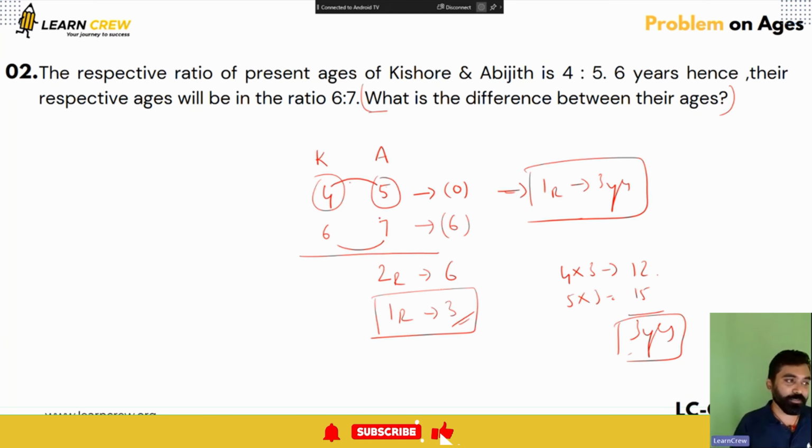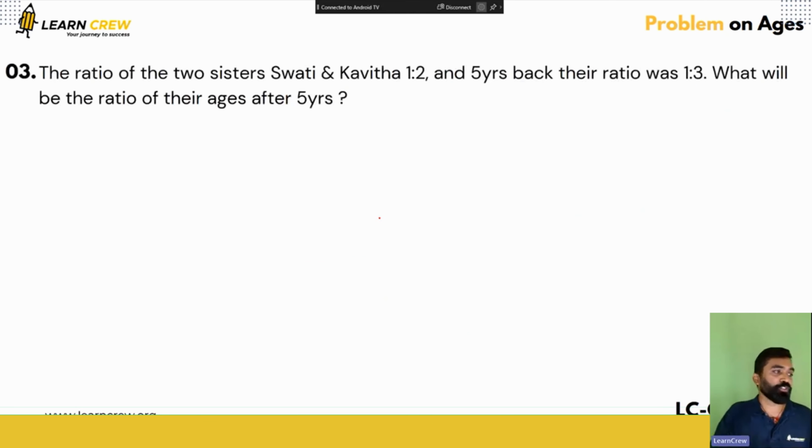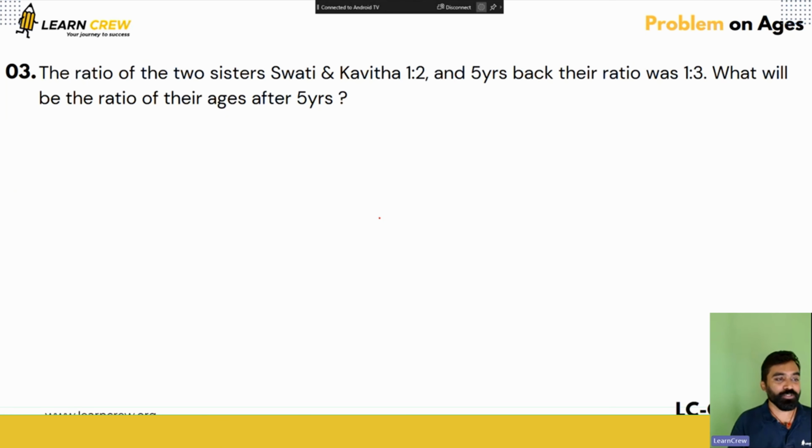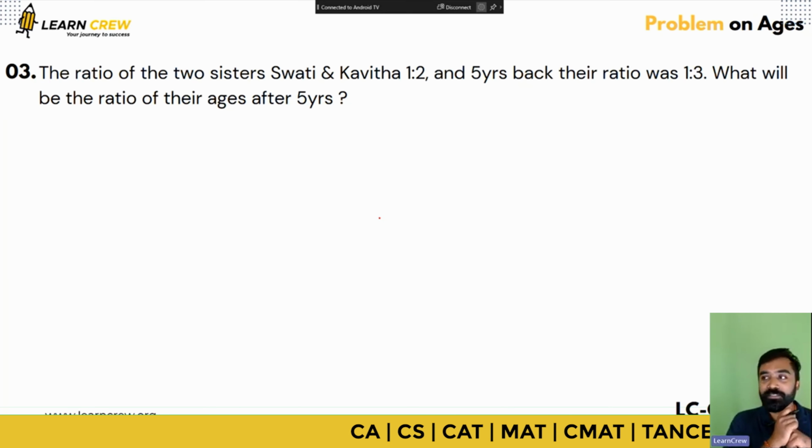Clear? Online, any doubts? Okay, let's move to the next question. The ratio of the two sisters, Swati and Kavitha, is 1:2. And 5 years back, their ratio was 1:3. What will be the ratio of their ages after 5 years? Try to solve it. Now, 5 years back means, what is this?